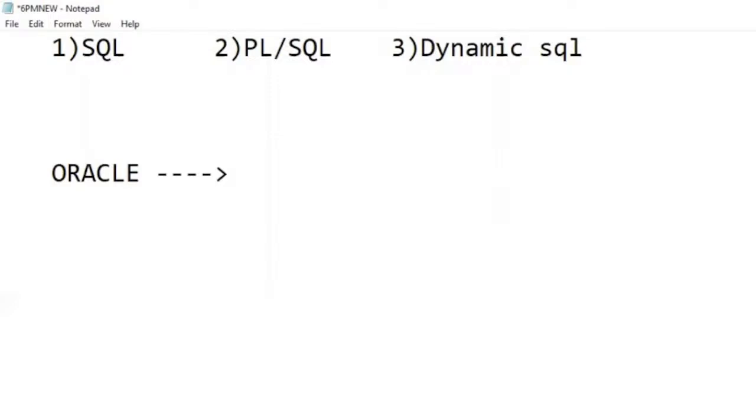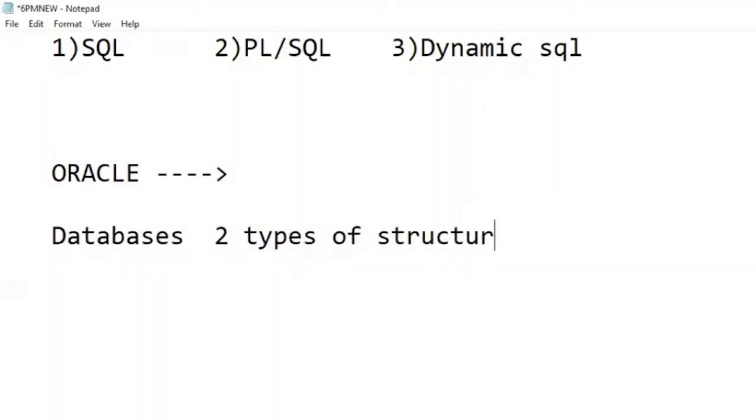But these databases have two types of structures. You must be familiar with this before we start our courses. Don't write it, just observe. Suppose you are taking Oracle, SQL Server, MySQL, or DB2, or installing any relational database software on your system, two types of structures are there. One is the logical structure.